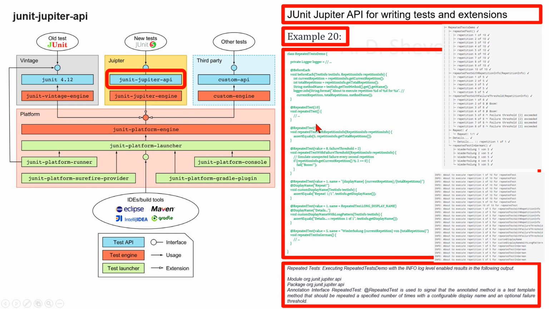The repeatedTest method is identical to the previous example, whereas repeatedTestWithRepetitionInfo demonstrates how to have an instance of RepetitionInfo injected into the test to access the total number of repetitions for the current repeated test.